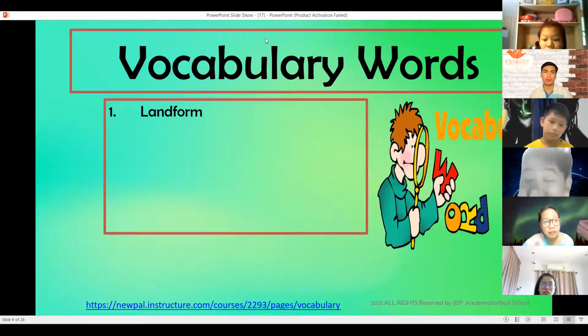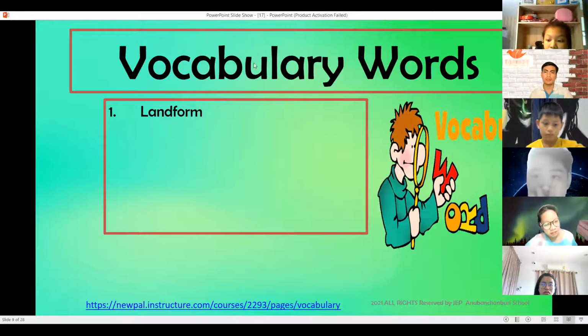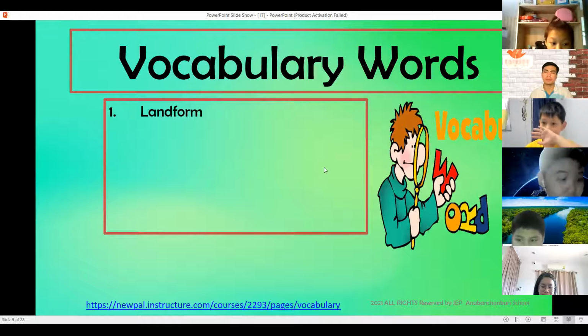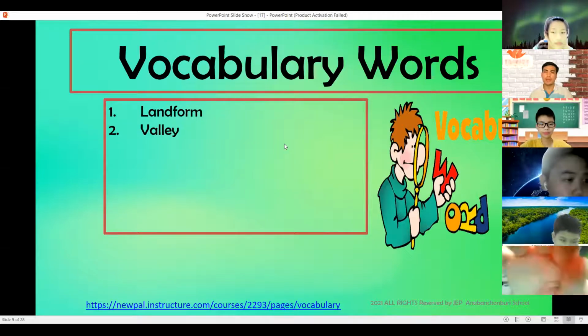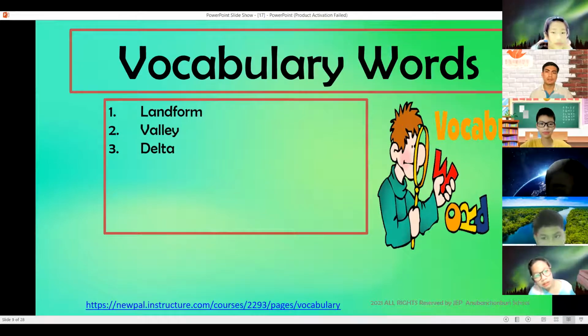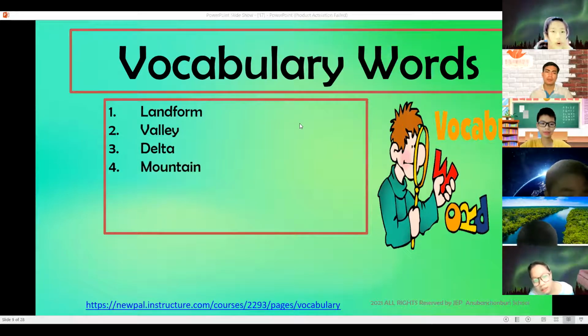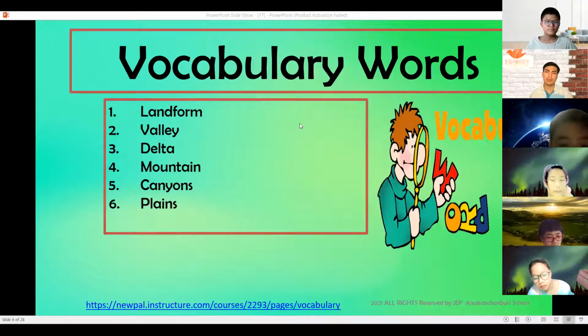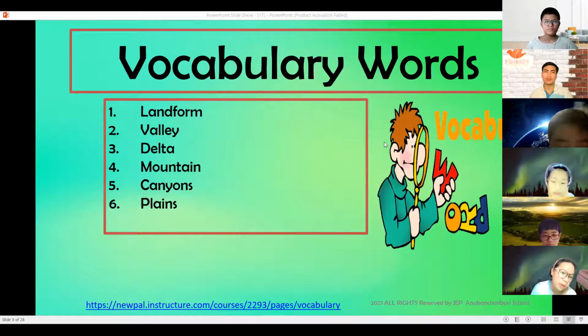So the first word, turn on your microphone, and repeat after me. Number one, landform. Number two, valley. Number three, delta. Number four, mountain. Number five, canyons. Number six, plains. All right, thank you. You can turn off your microphone now.